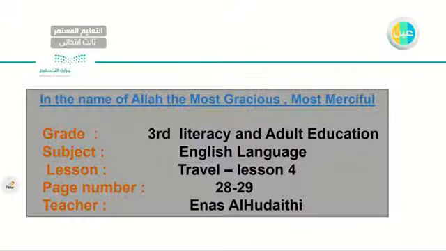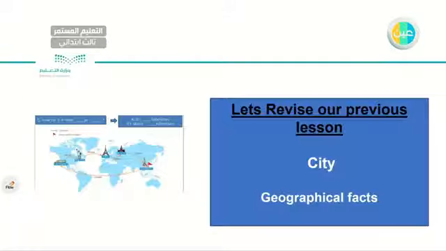We discussed different kinds of means of transportation, how to move from one place to another. Also, in the previous lesson we talked about the city of Yanbu. We discussed so many amazing facts about Yanbu. Our lesson is the fourth and the last lesson. We'll be taking it in two classes. You will find it at pages 28 and 29. So let's start.